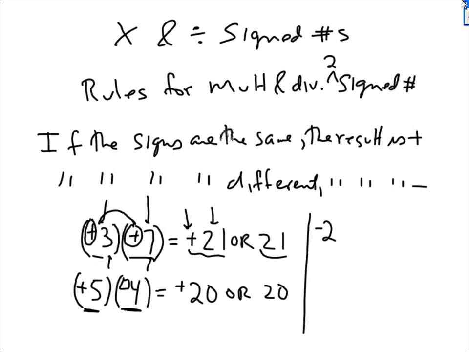A negative 2 times a negative 3, a negative times a negative. They're the same sign. Positive. You don't have to write the positive. Now multiply the numbers. 2 times 3 is 6.